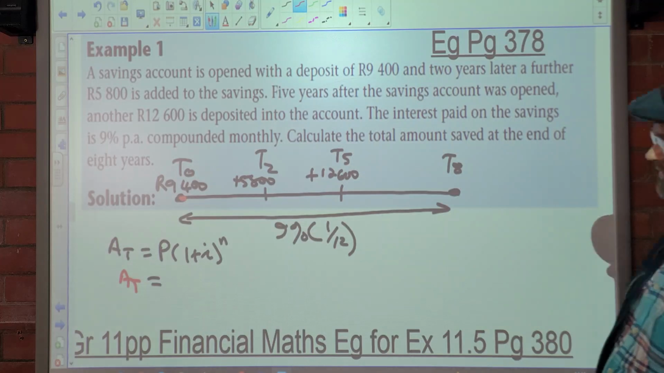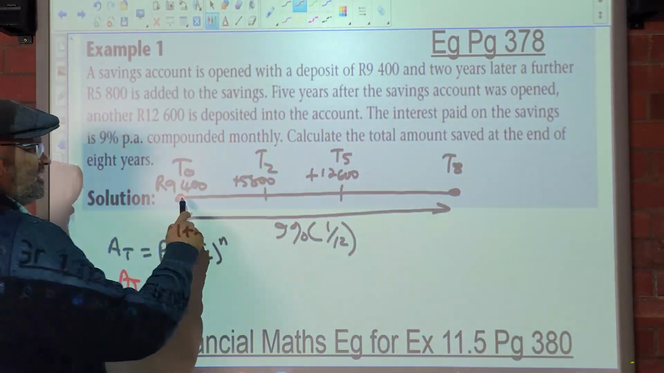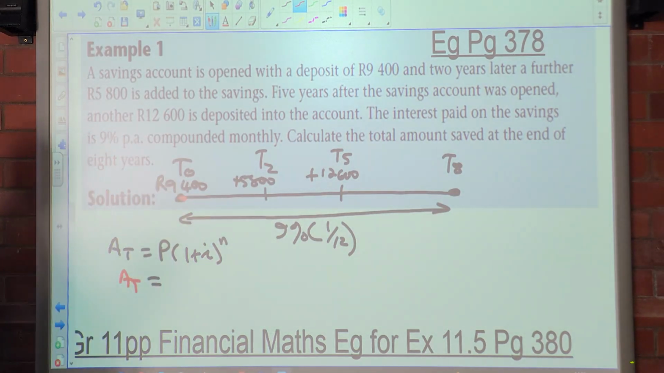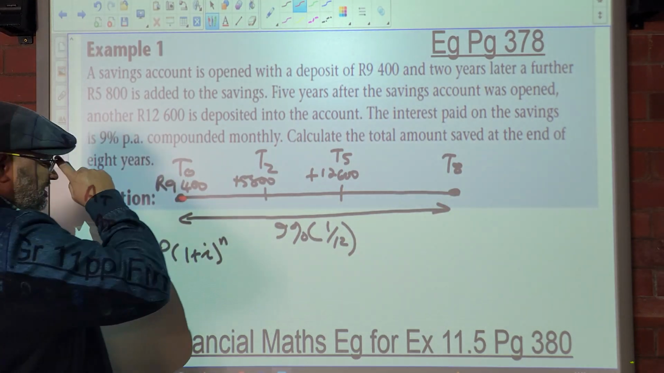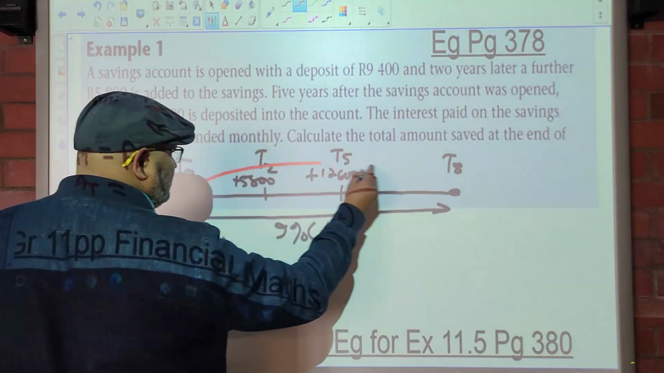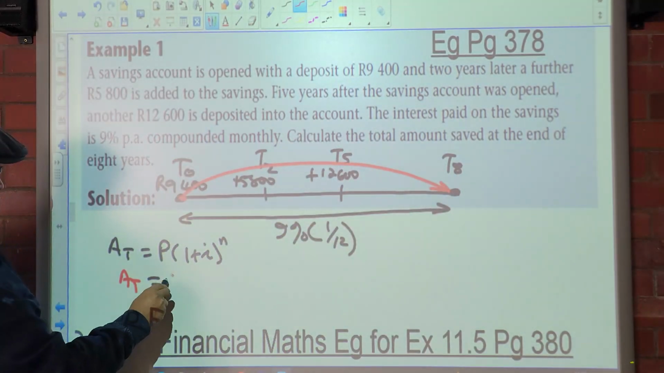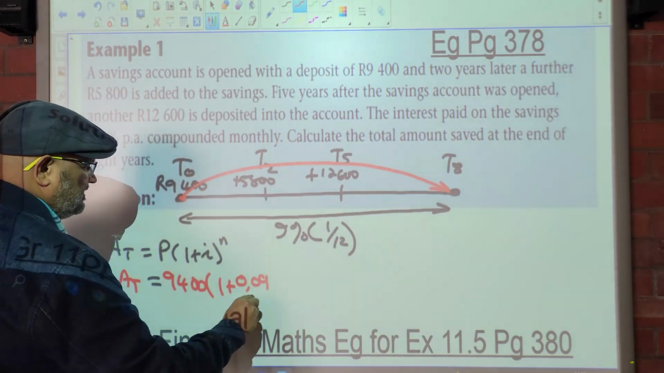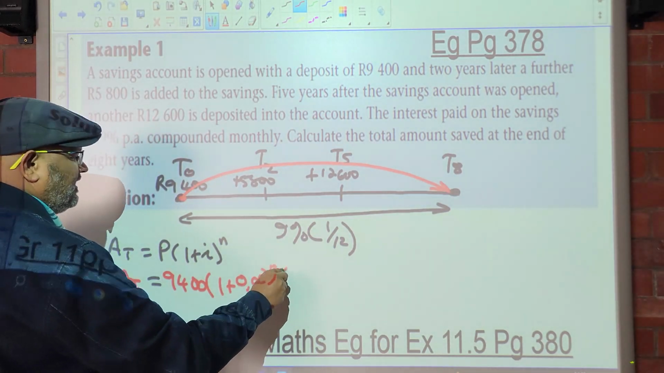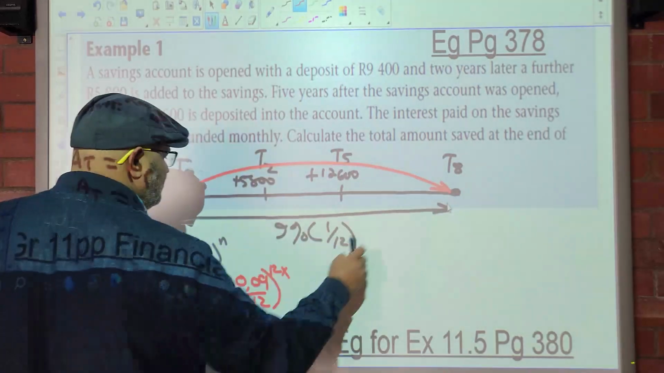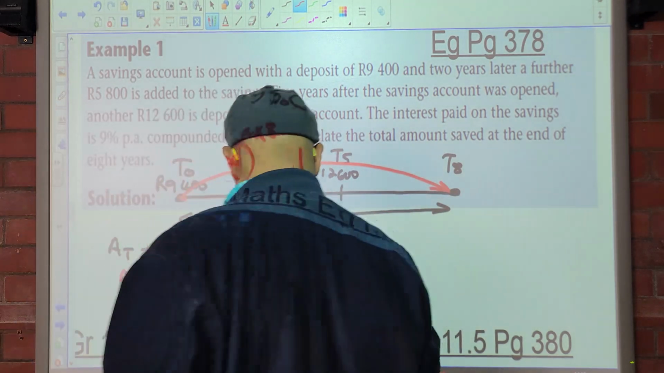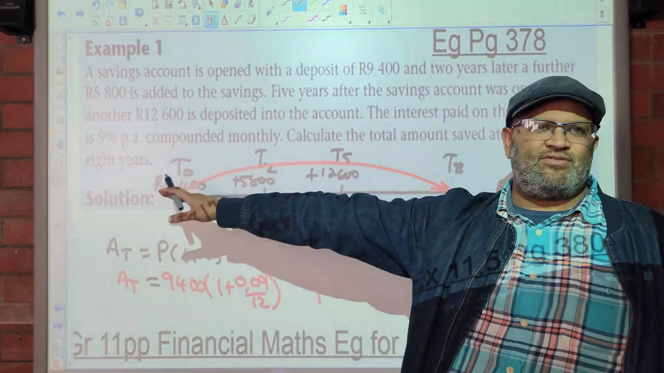Alright, so that's a straightforward calculation. For 9,400 there's no interest rate change, so I take that 9,400 to the end. So it's going to be 9,400 into (1 plus 0,09 over 12) to the exponent 12 times, and how many years is this for? 8 years. You see that, people? Plus. Now that is accounted for.